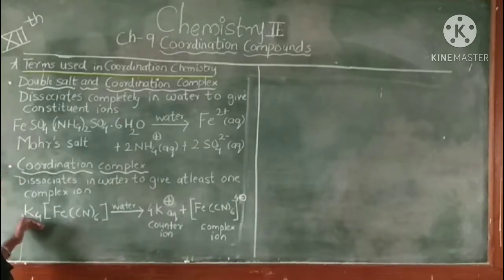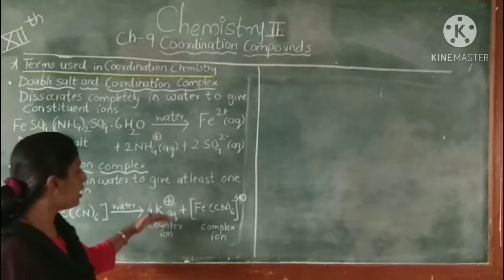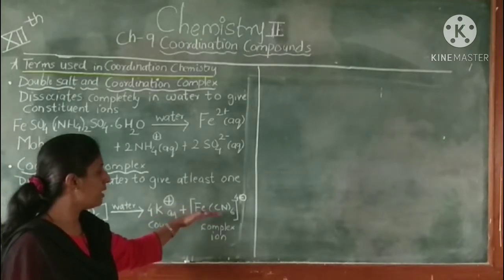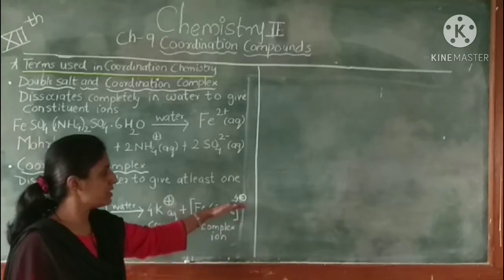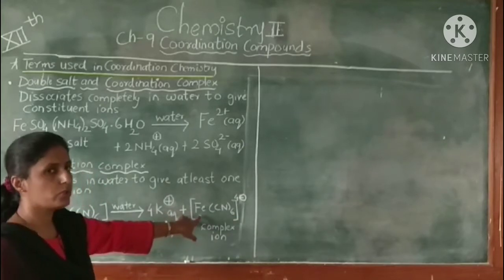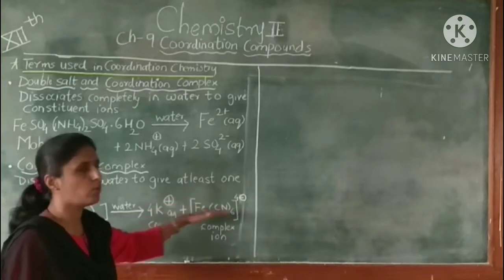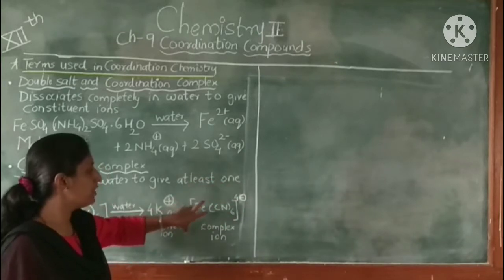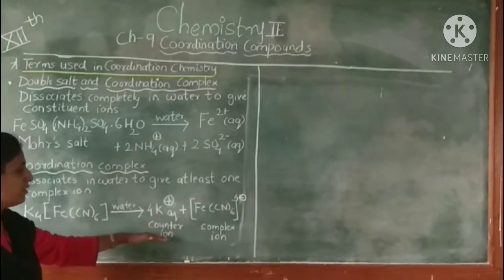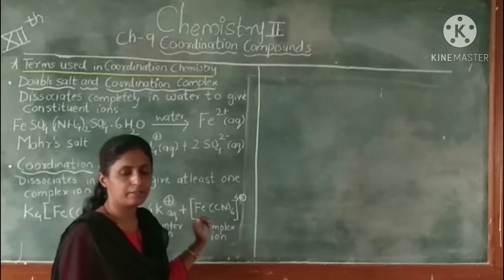For example, K4[Fe(CN)6]. When it dissociates in water, you get 4 ions of potassium and 1 complex ion, [Fe(CN)6], which has 4- as the whole charge. So you get only 5 ions, 4 of potassium, and the complex as 1 ion. You don't get Fe and CN as different ions in the coordination complex. We have studied that this is called the counter ion and this the complex ion.